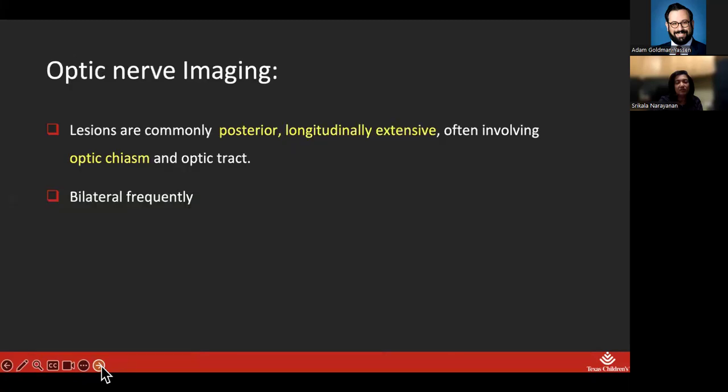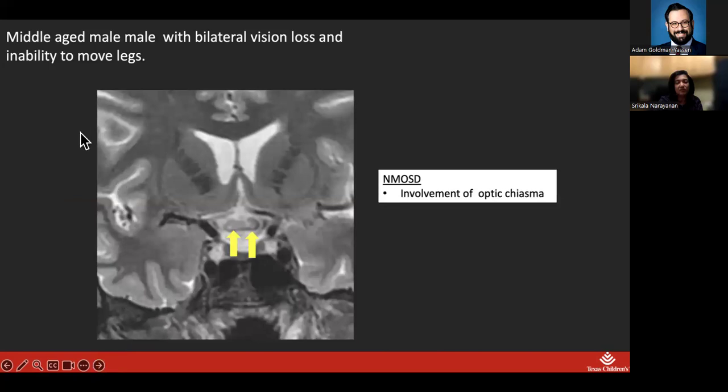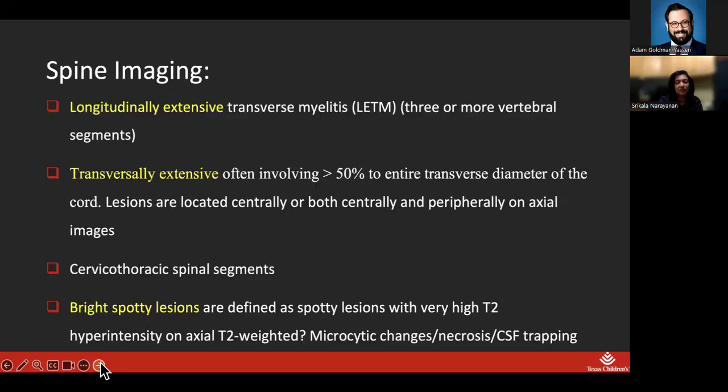So going into optic nerve imaging for NMOSD, these lesions are commonly posterior, longitudinally extensive, and they often involve the optic chiasm and optic tract, and they're frequently bilateral. And this is in a middle-aged male, which is typical, as you see NMO much more commonly on the adult side when compared to the pediatric side. We can see involvement of that optic chiasm. Now, on the spine imaging, these are longitudinally extensive transverse myelitis, again involving 3 or more vertebral segments.